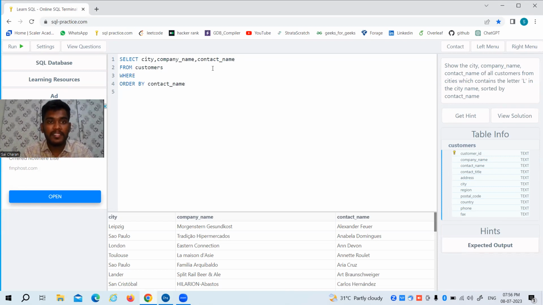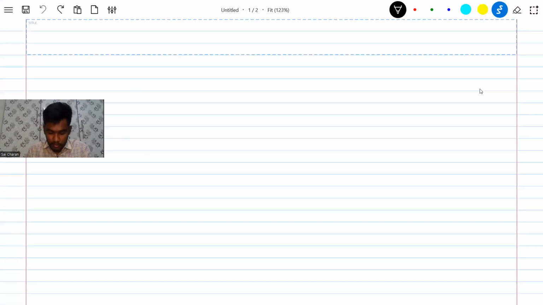What is the condition they gave? Let us see again: from cities which contain the letter L in the city name. Do you know any answer for this? If not, let me explain one new concept to solve this question. To solve this type of question, there is a concept called the like operator.